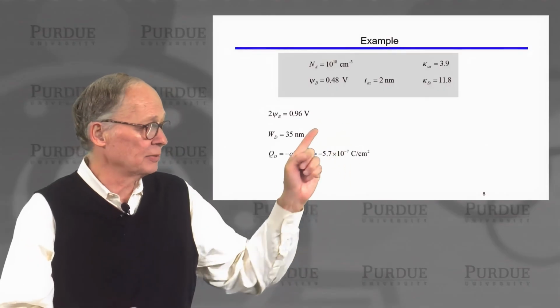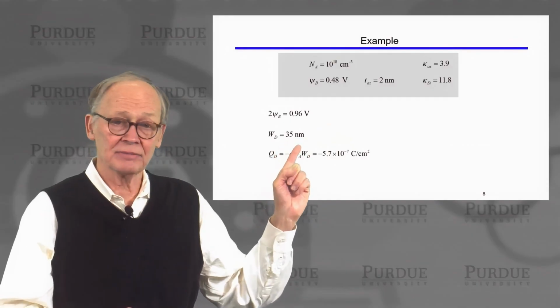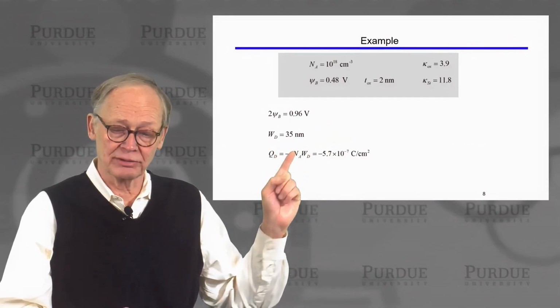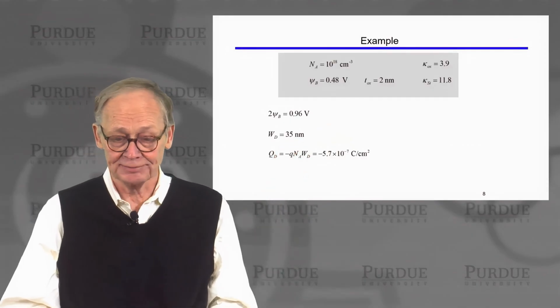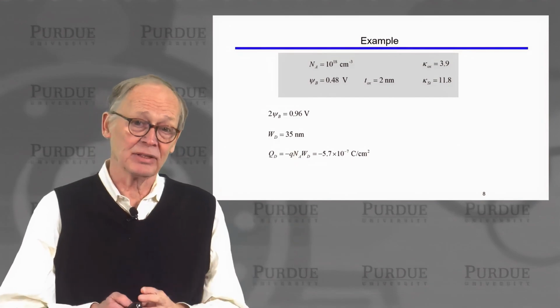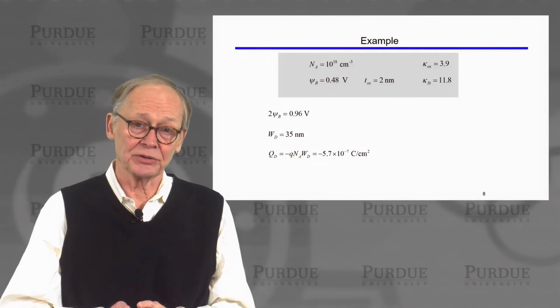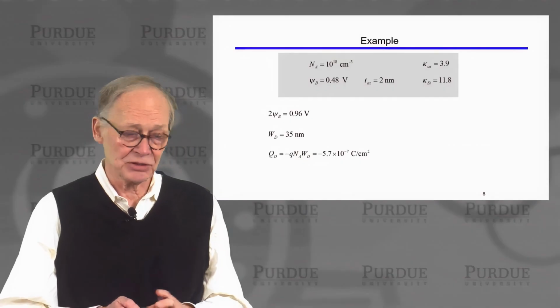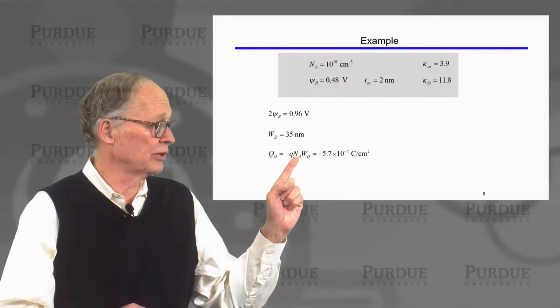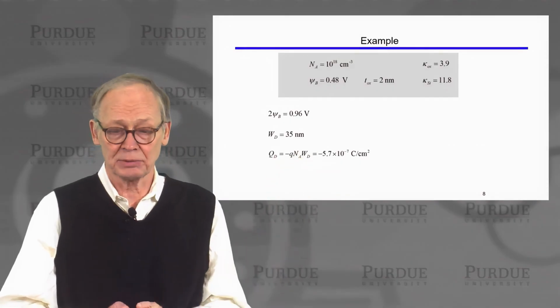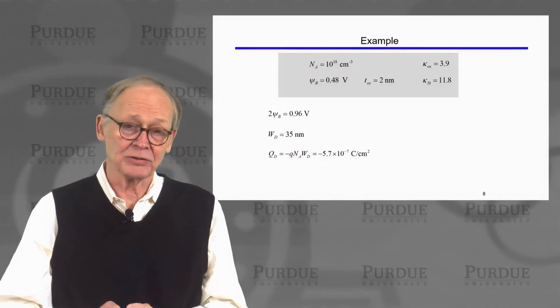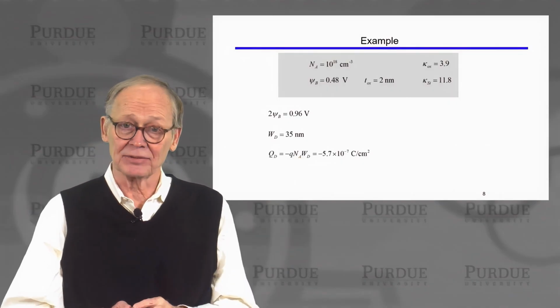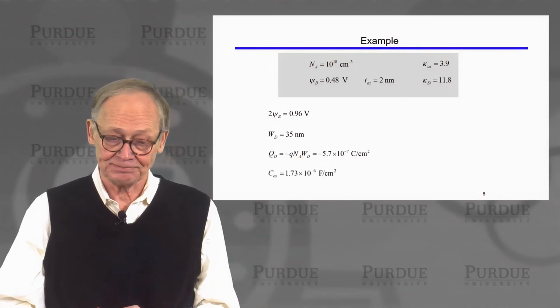We can compute then, using depletion layer theory, the width of the depletion layer. It's 35 nanometers. Then we can easily compute the charge per square centimeter. In coulombs per square centimeter in the depletion layer, it's just minus Q times Na times the width of the depletion layer, and that's minus 5.7 times 10 to the minus 7th coulombs per square centimeter.